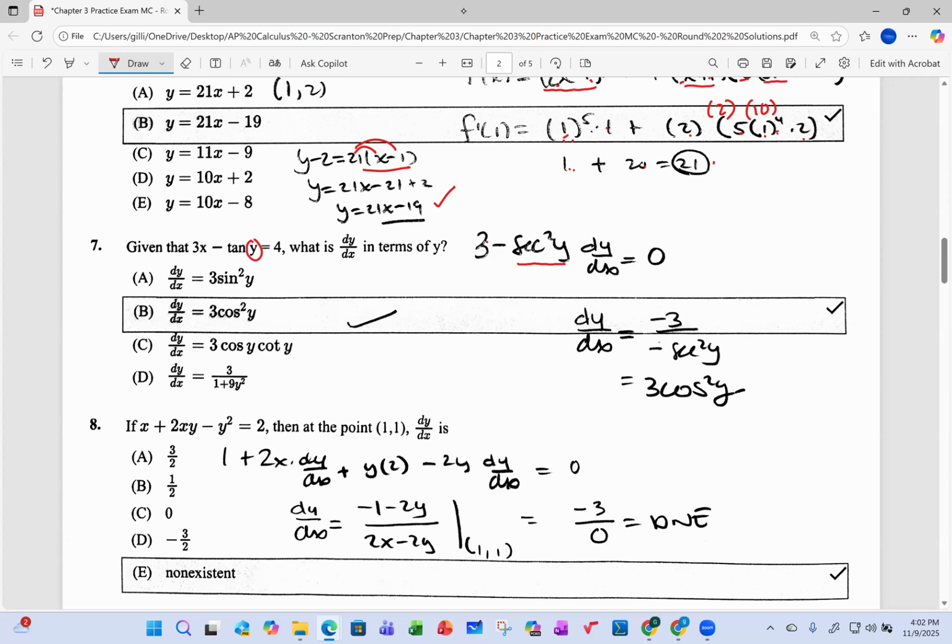The derivative of 4 is 0. I'm going to take over the 3, make it negative, divide by the negative secant squared. A negative over a negative is a positive, and 1 over secant squared is cosine squared.